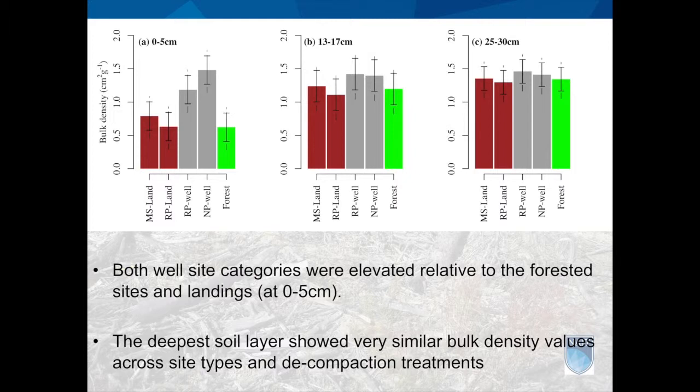As we go deeper into the soil profile, we see a lot of the differences here are disappearing. So, the well sites are virtually, to all intents and purposes, identical, and then the landings and the forest soils are running up to that 1.5 or so level that we see in the well sites. And then by 30 centimeters, they are virtually unchanged.